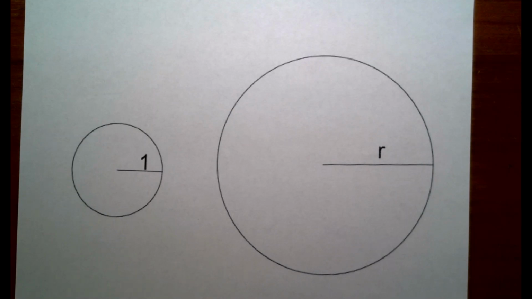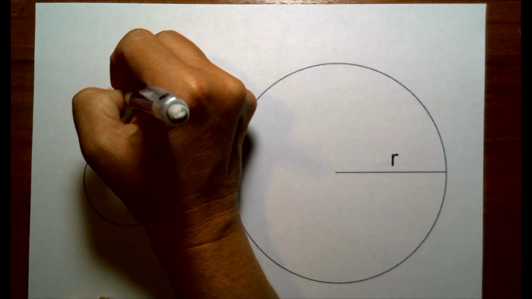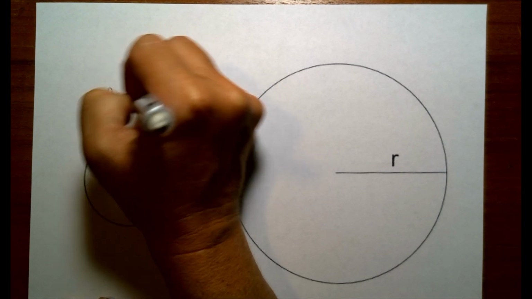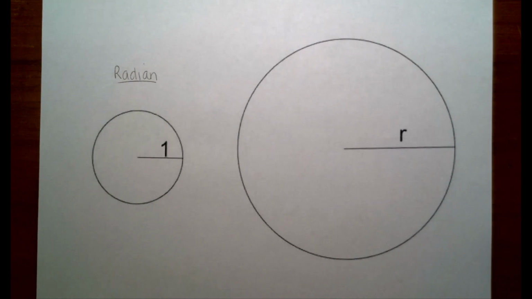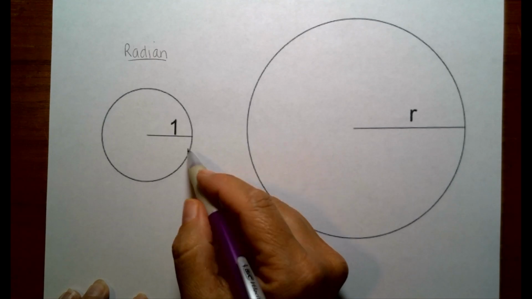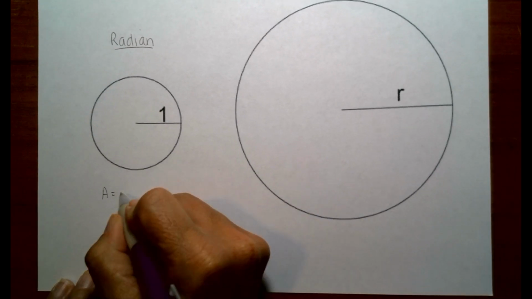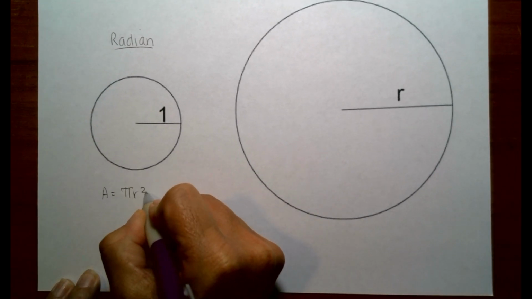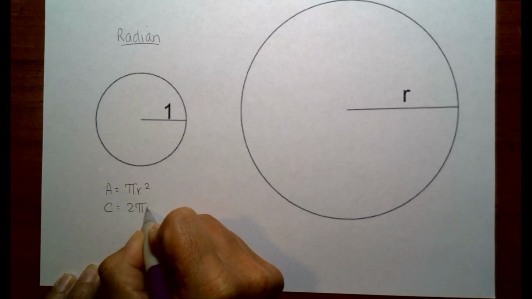Okay, so this lesson today is on a concept called a radian, and a radian is a degree of measure that we're going to use within a circle. Just to set it up, let's review a little bit about what we know about circles. If I look at this circle right here, I know that the area of a circle is pi r squared, and I know that the circumference of a circle is 2 pi r.